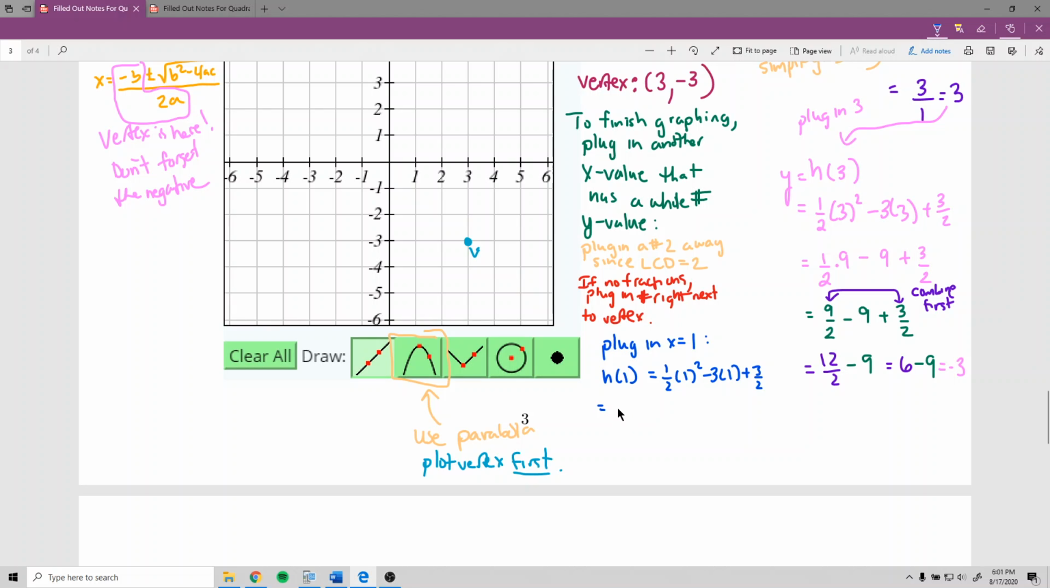One half times 1 squared, well, 1/2 squared is 1. Not times 1, but we just will for now. Minus 3 times 1 is 3, plus 3 halves. And 1/2 times 1 is 1/2.